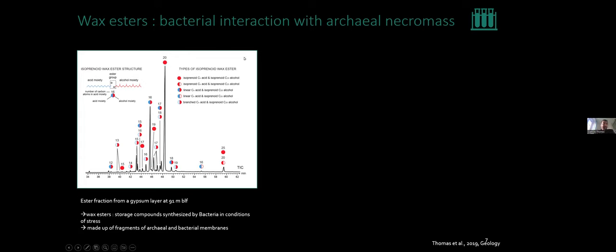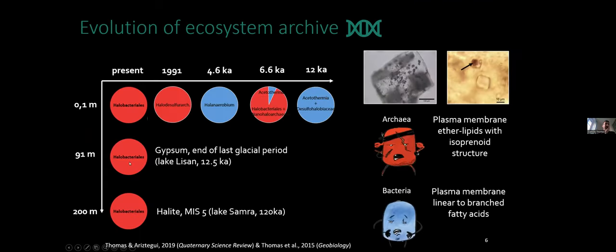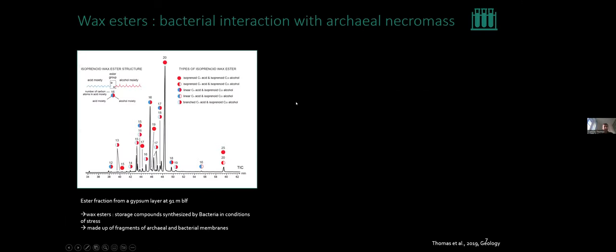Here is a view at this. We have extracted the soluble organic matter from halite-rich or gypsum-rich intervals throughout the Dead Sea core. It's a chromatogram of an ester fraction from a gypsum layer at 91 meters, a layer where we had mainly halobacteria, these archaea that are able to survive throughout. What you see here is different colors, a bit of blue and a bit of red.